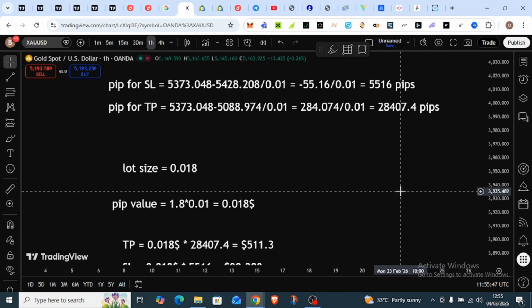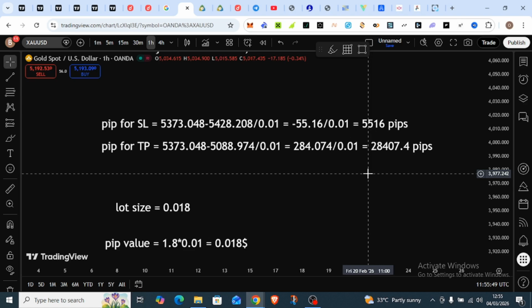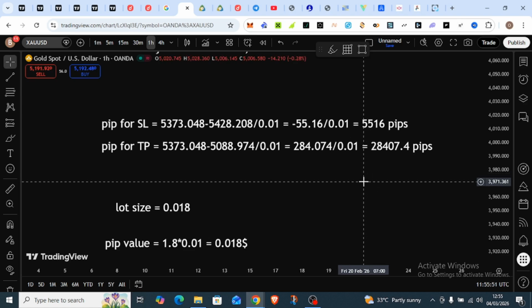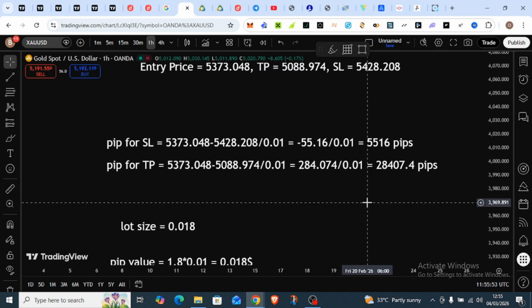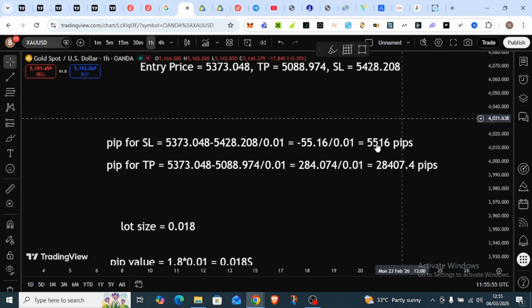So this is the simplest way to calculate pips and pip value in gold.